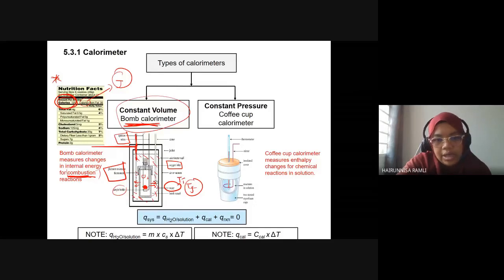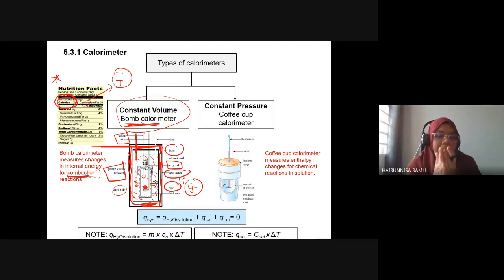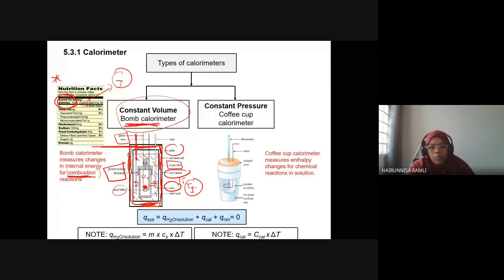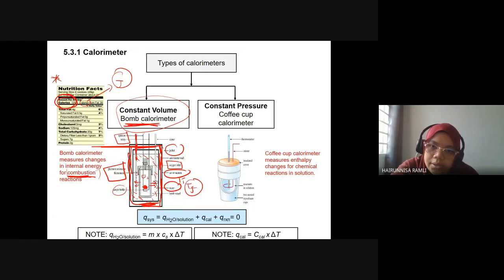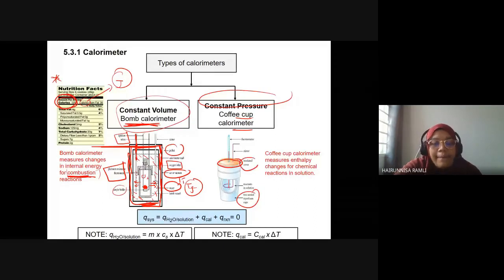Actually, besides the water there is one more layer on the outside. This one, we call it the jacket. Inside it there is a vacuum, that's why it is an insulated or isolated system, very tightly closed. Okay, this is an example for constant volume, the bomb calorimeter. The normal one that we use in experimental work is constant pressure, which is the coffee cup calorimeter. For example, we usually use styrofoam, polystyrene cups, stacking the two.